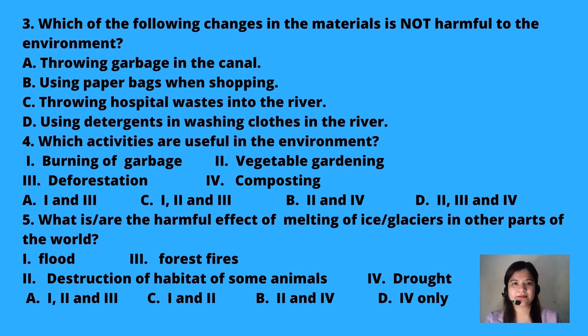And for number 5, what is or are the harmful effects of melting of ice or glaciers in other parts of the world? Number 1, flood. Number 2, destruction of habitat of some animals. Number 3, forest fires. Number 4, drought. Letter A, 1, 2, and 3. Letter B, 2 and 4 is correct. Letter C, 1 and 2 is correct. And letter D, 4 only is correct.